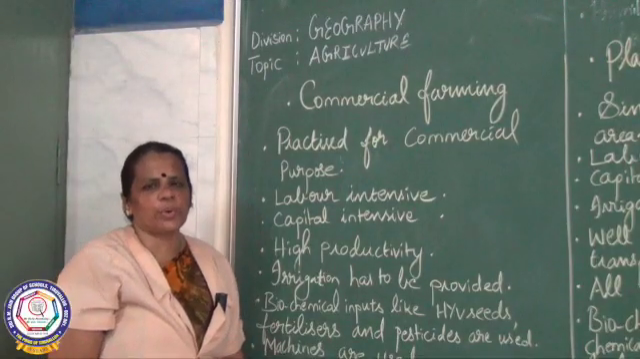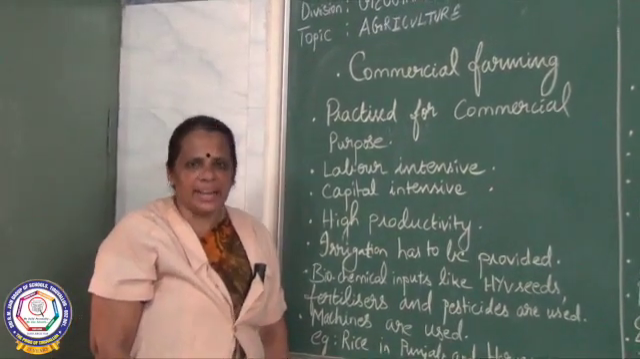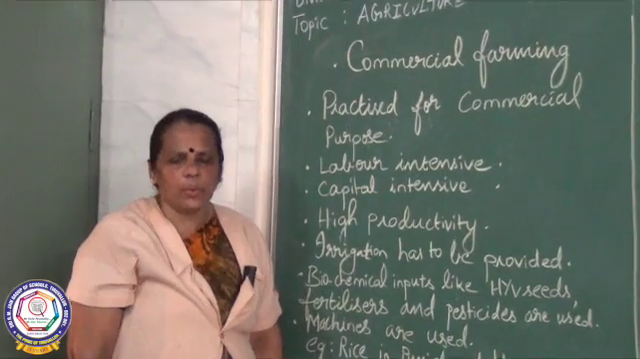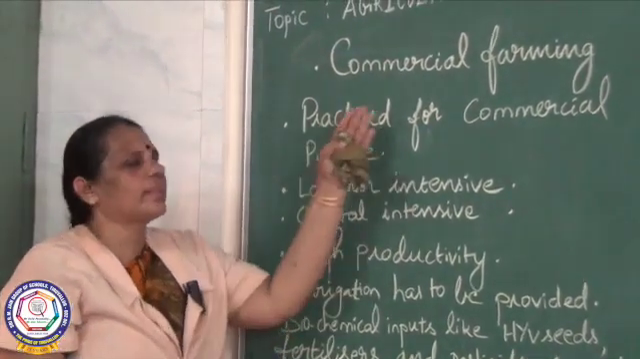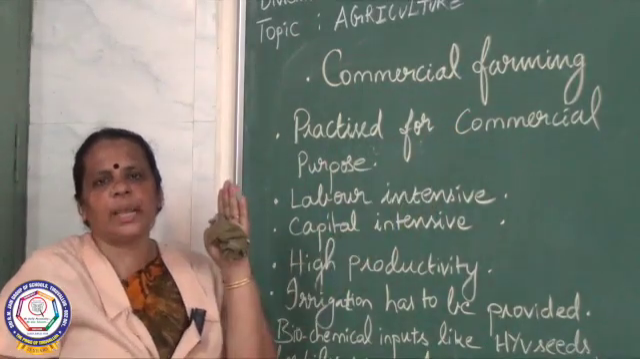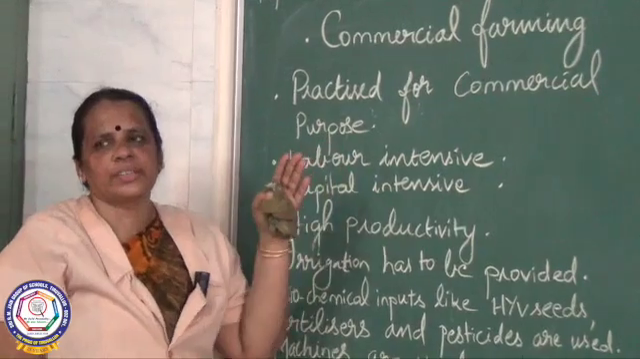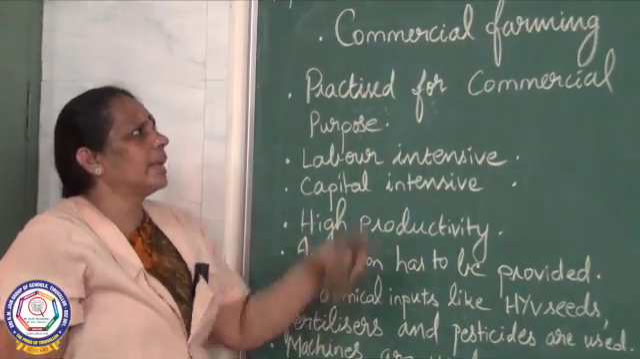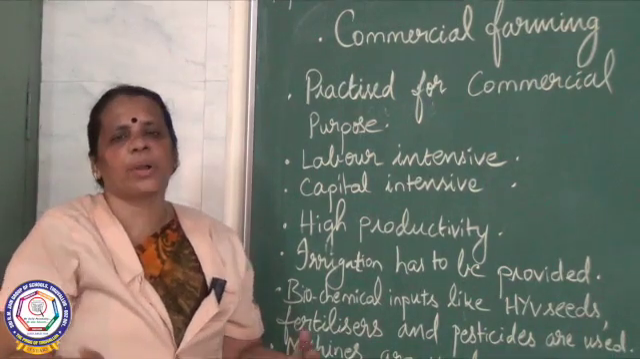Already we have discussed the first two types of farming, that is primitive subsistence farming and intensive subsistence farming. Now we are going to discuss the third type of farming, which is known as commercial farming. We are going to see the features of commercial farming. From the name itself, it is understood that commercial means for business, for profit.